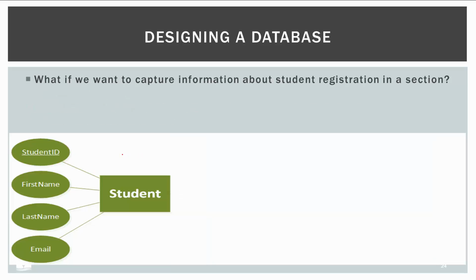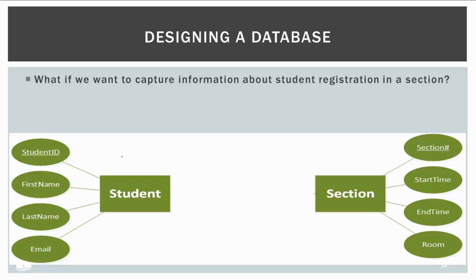Now, what if we want to capture information about student registration? Well, again, we can put section in here. You'll notice I added another rectangle, which is the section entity, and some more ovals over here that have the attributes of the section. You should also notice that section number is underlined because that represents the identifier, which corresponds to the primary key of this entity.